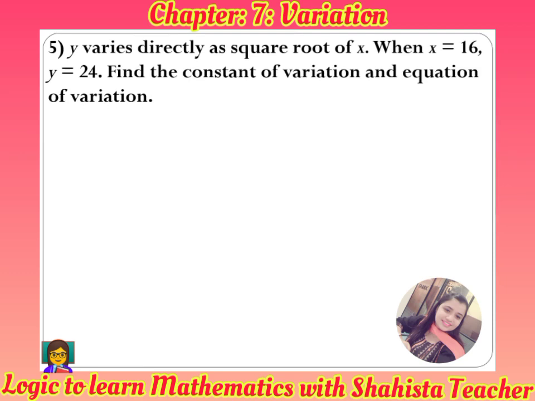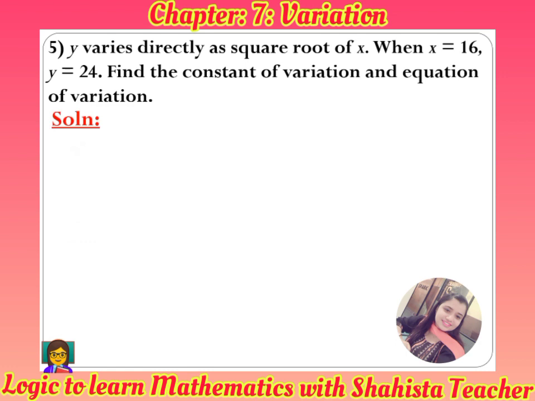Now let's solve question number 5. y varies directly as the square root of x. That means y varies as root x. When x is equal to 16 and y is equal to 24, find the constant of the variation and the equation of variation. Simple, it is very simple.